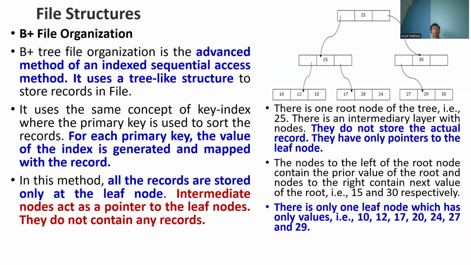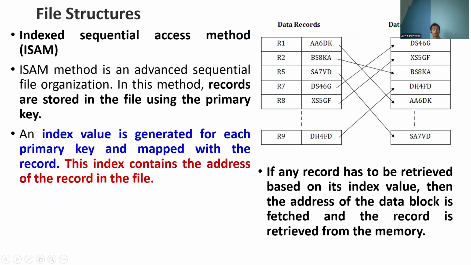B plus file organization. B plus tree file organization is an advanced method of the indexed sequential access method. It uses tree-like structures to store records in the file. It uses the same concept of key index where the primary key is used to sort the records. For each primary key, the value of the index is generated and mapped with the record. In this method, all the records are stored at the leaf nodes. Intermediate nodes act as pointers to the leaf nodes. They do not contain any records.